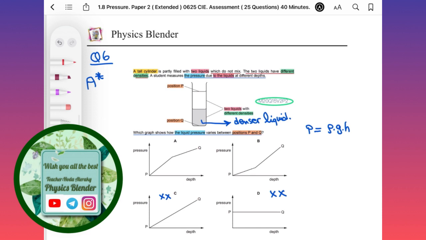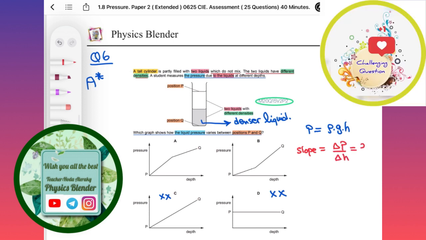So the gradient or the slope is equal to delta P divided by delta h, which is density times g. So we have two sections, this one and this one, according to position P and Q.